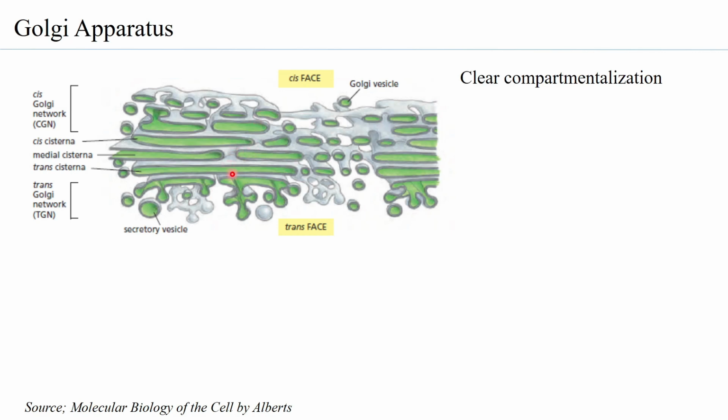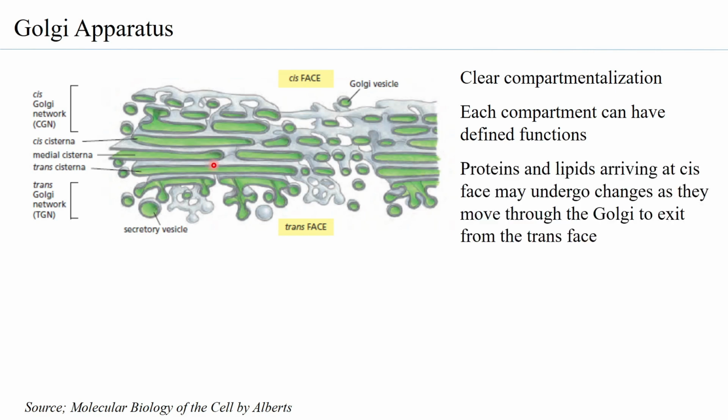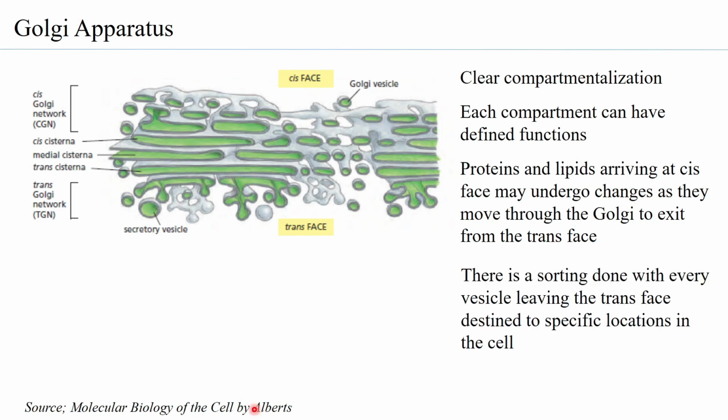So what is very clear is that the Golgi apparatus is compartmentalized. This is one compartment, this is the second compartment, this is the third compartment, likewise. And interestingly, each compartment can have a defined set of functions. Now, when proteins and lipids arrive at the cis phase, they undergo changes as they move through the Golgi, and having undergone those changes at the trans phase, they are sorted and then transported to different parts of the cell. Some may go to the lysosomes, some may go to the plasma membrane, and likewise.